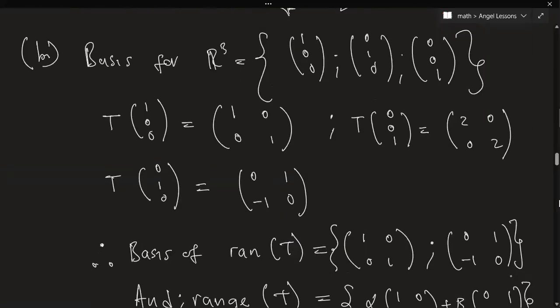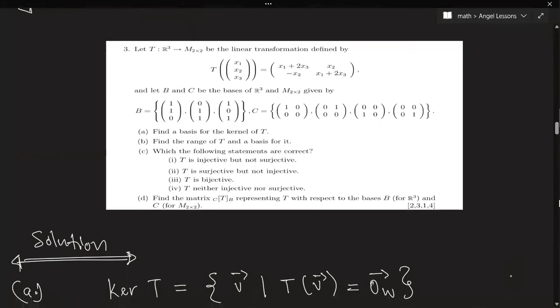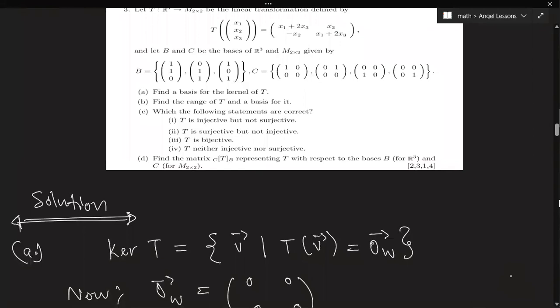So now they are saying which of the following statements are correct? I, T is injective, but not surjective. So first, let's ask, is T injective? I would say T is injective. Yes. So we see that T is injective. That's one thing that we see for sure. But is T surjective? I would say we don't know.